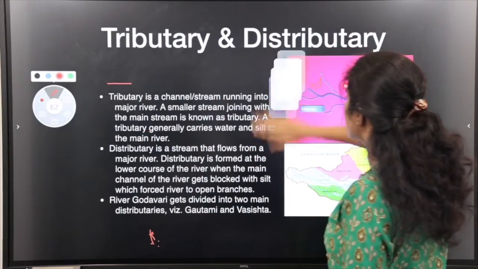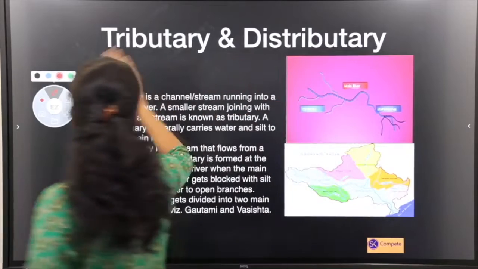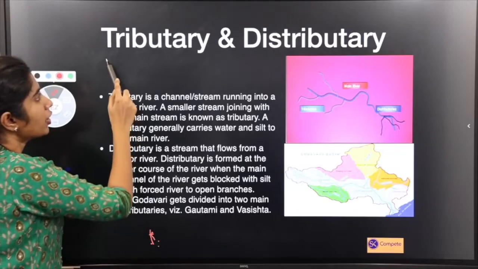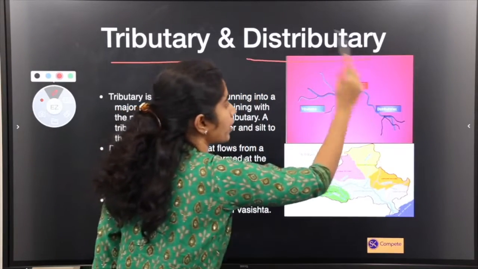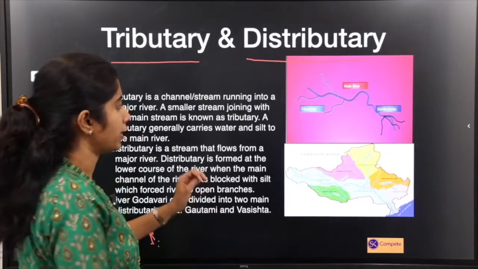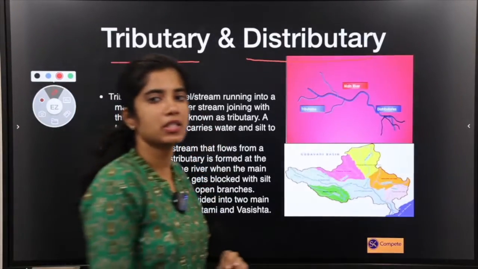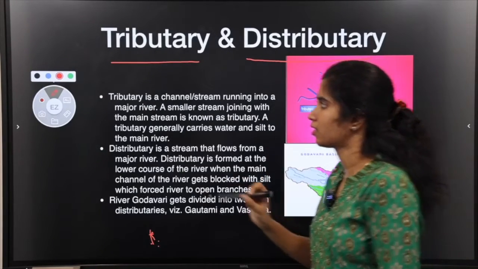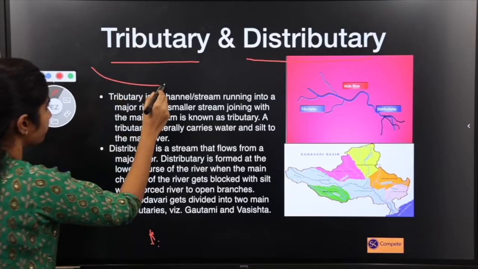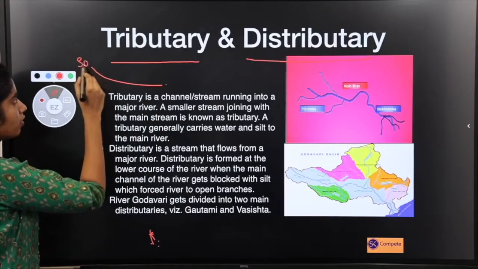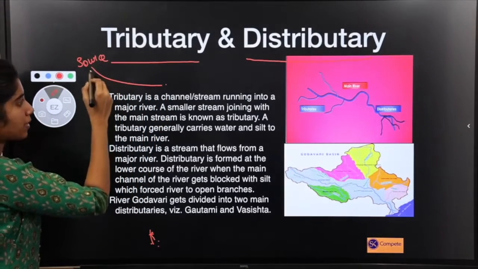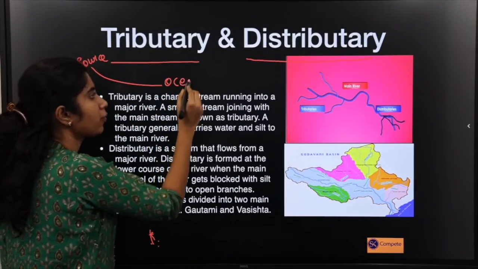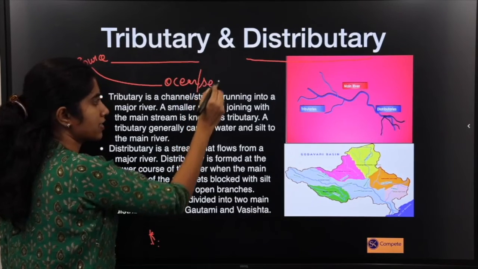Before moving into River Indus, we have to know certain terminologies regarding rivers. One such is tributary and distributary. What is a tributary? Usually if there is a river, there will be a source to the river, which is usually a mountain or glaciers. Then it will flow for some distance before emptying into ocean or sea. So definitely the river will be joining ocean or sea.